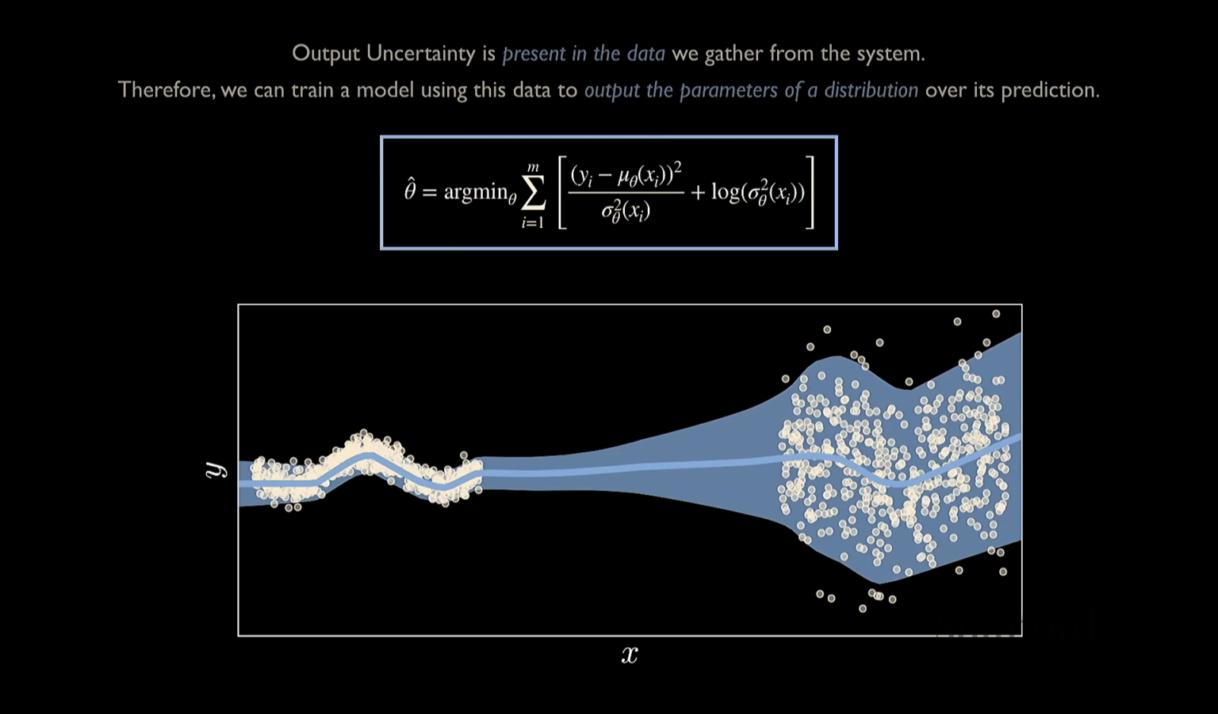So it actually works quite well, and this is a very standard practice for quantifying the uncertainty of regression models. Any questions on that?